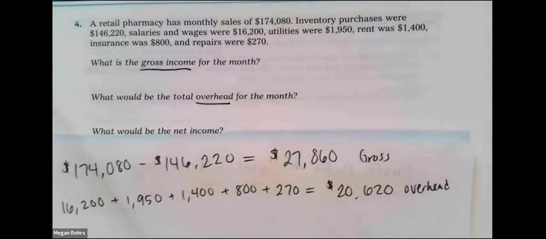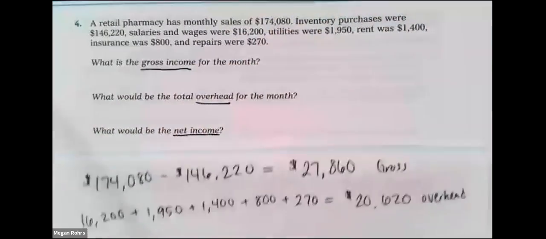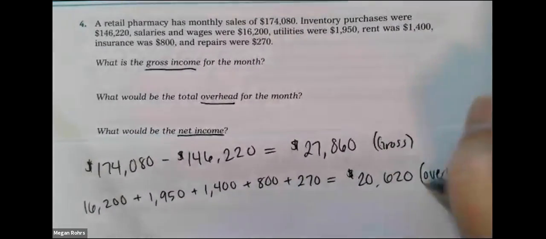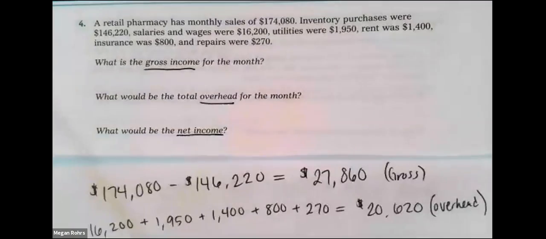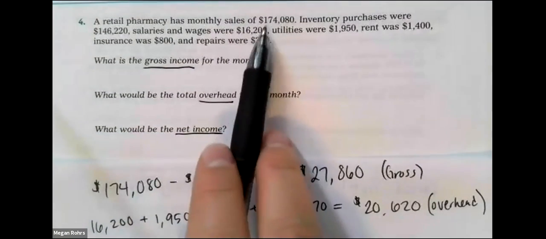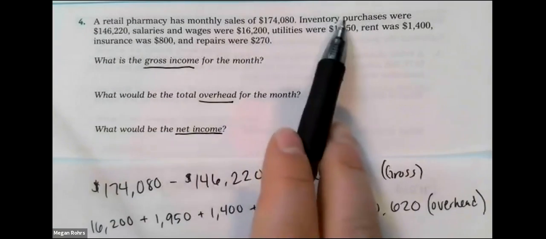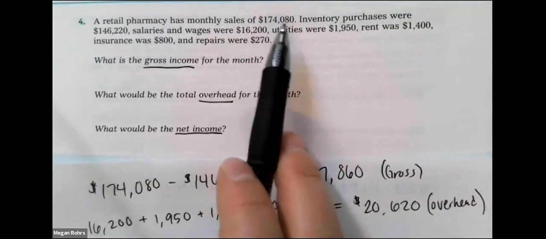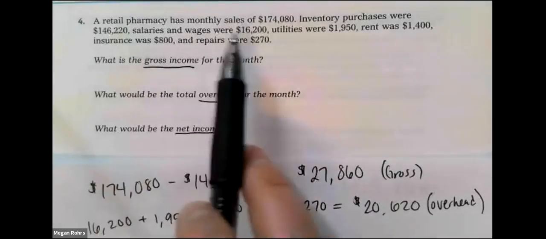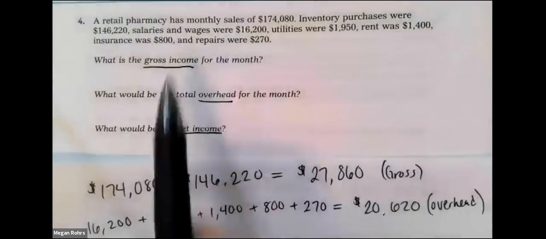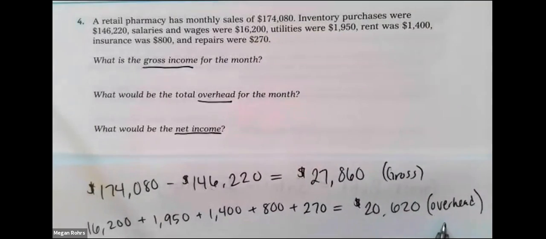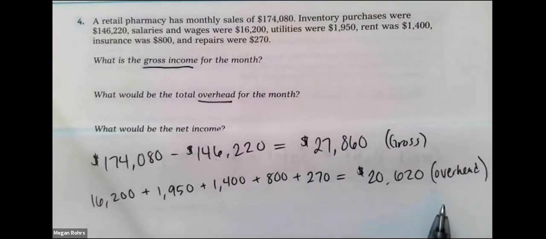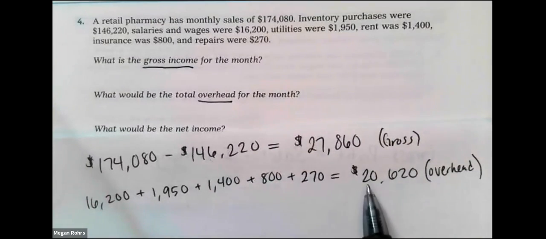And then lastly, we have the net income. So if we didn't already calculate the gross and the overhead, what we could do with our net income would just be to take our sales and subtract out all of the other expenses here. So we would take $174,080 and subtract out all of these expenses. But since we have our gross and we have our overhead, remember net income is just the gross minus the overhead. So we can subtract these two numbers here.